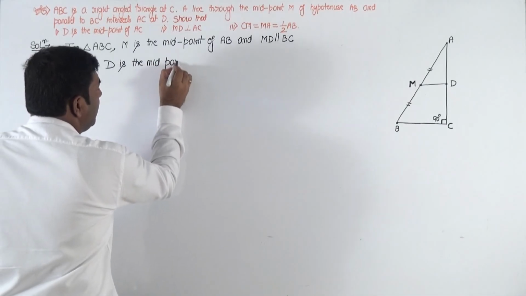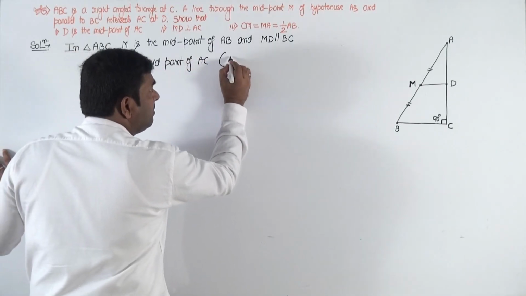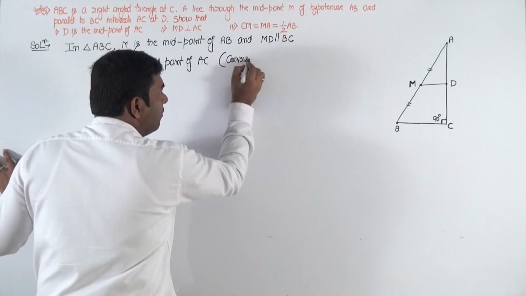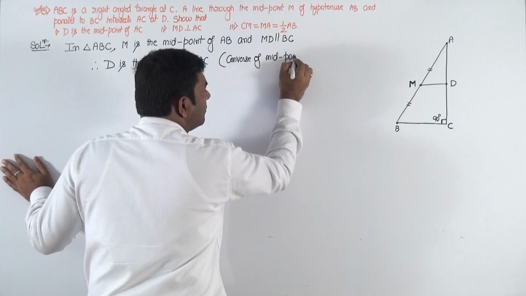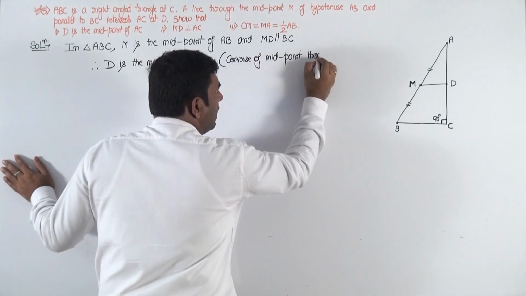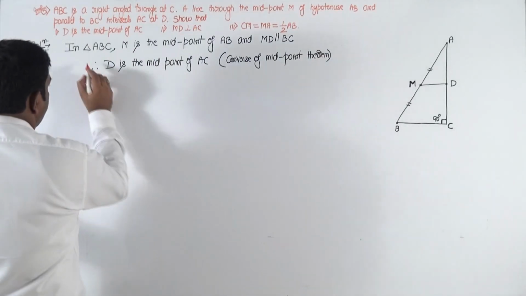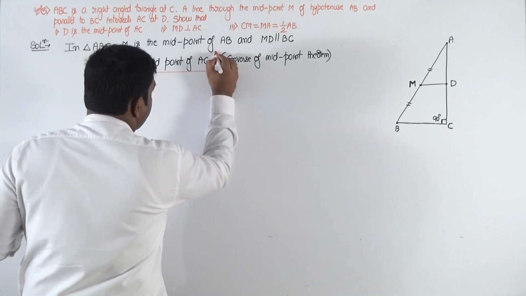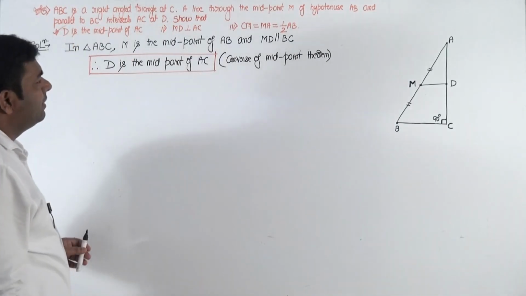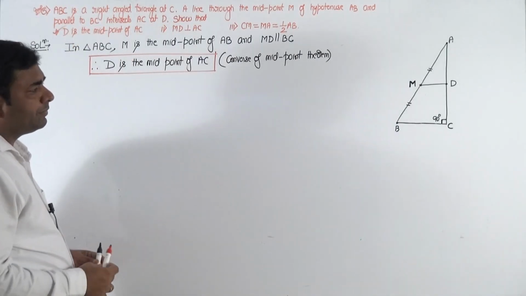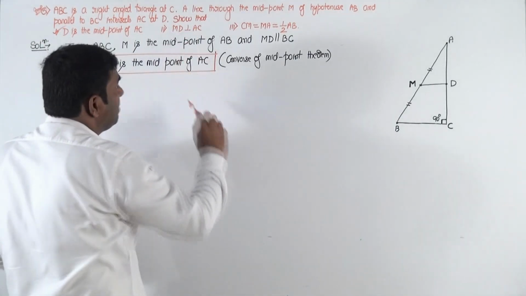D is the midpoint of AC. By concept, which concept? Converse of midpoint theorem. Converse of midpoint theorem say, isn't it? So this is the first bit we have proved. D is the midpoint of AC. वही हमें प्रूव करना है, bit number 1. Converse of midpoint theorem. Okay.